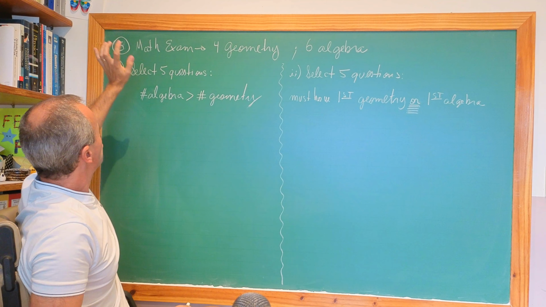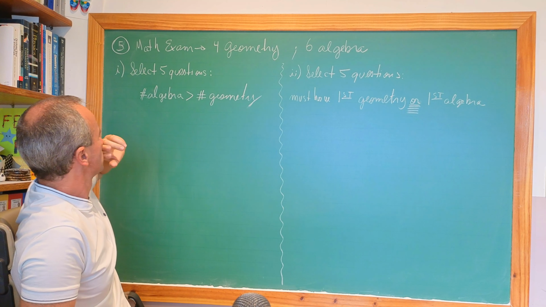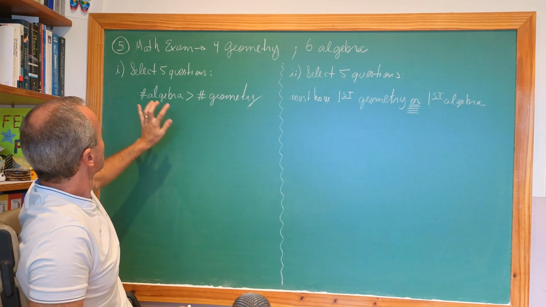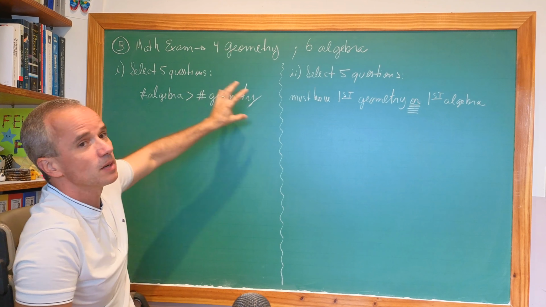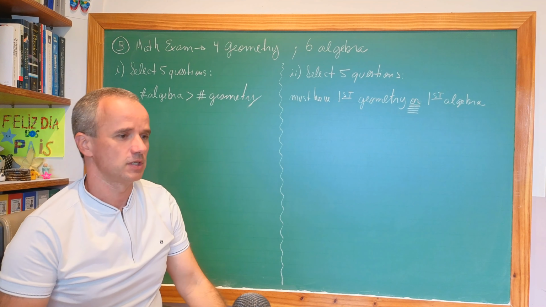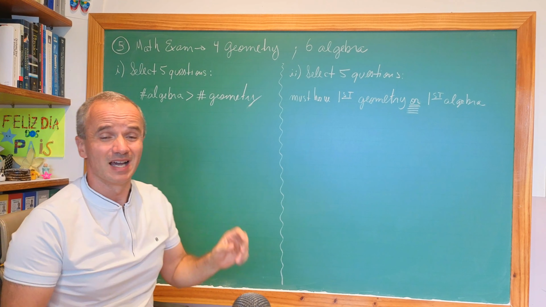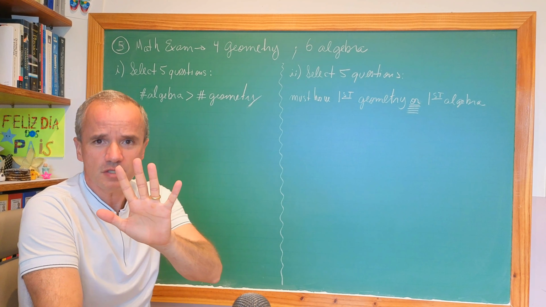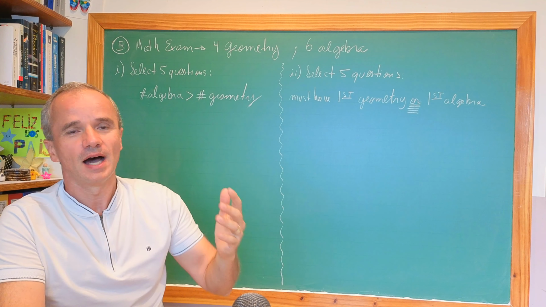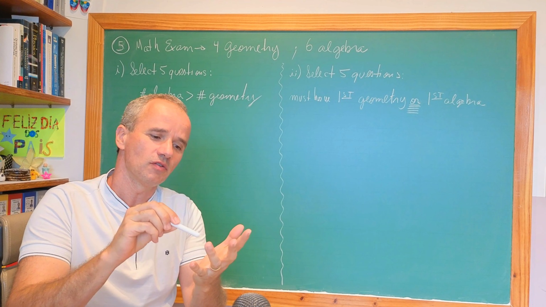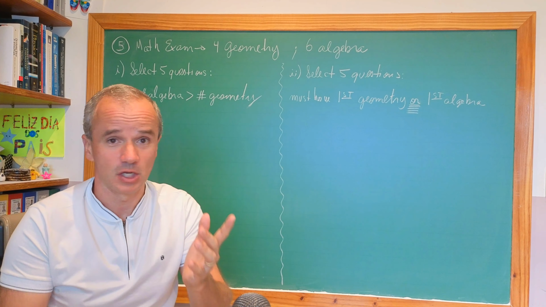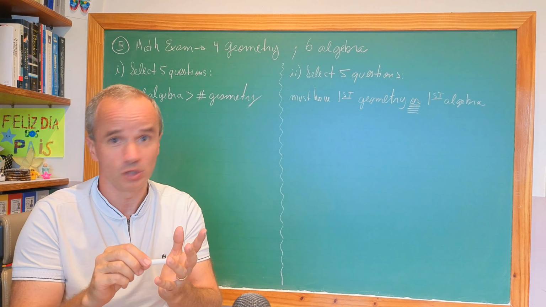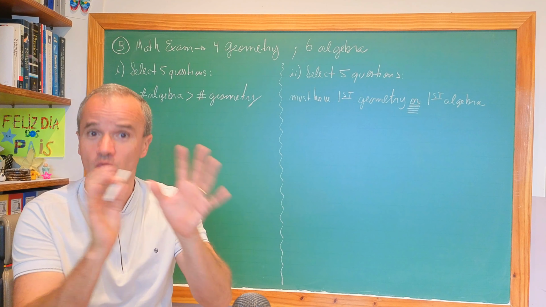So I'm going to put 5 on the real exam for my students, in such a way that the number of algebra questions must be greater than the number of geometry questions. So if I'm going to have 5 questions, it means that I can have either 3, 4, or 5 algebra. What I cannot have is 1 algebra or only 2 algebra. So I'm going to go through that.